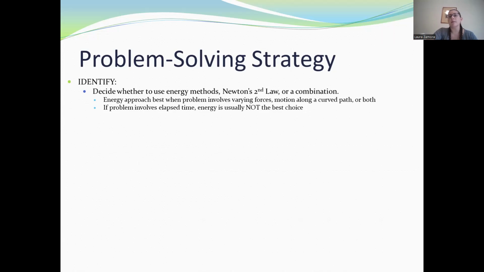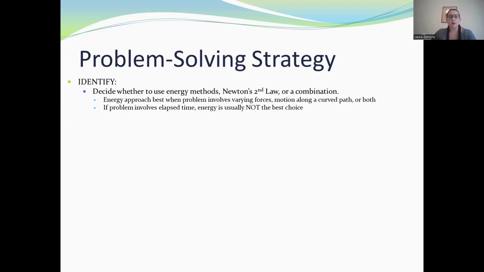However, if the problem involves the passing of time, then energy is not usually the best method to use because we don't have equations of energy with time in them. You could use the kinetic equations for that. That would be one method that you could do.